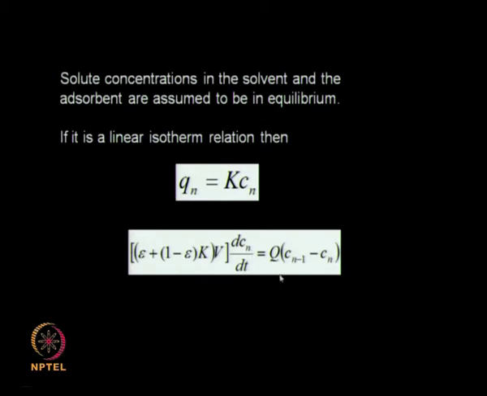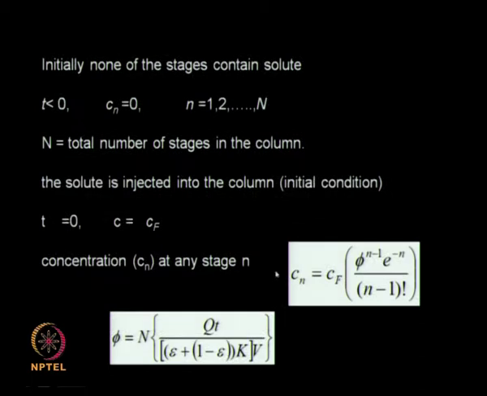Now you have the initial conditions. That means at time less than 0 there is no solute at all present, the column has only the mobile phase, there is no solute flowing. So all the stages will have concentration of the solute equal to 0, stage 1 to stage n.